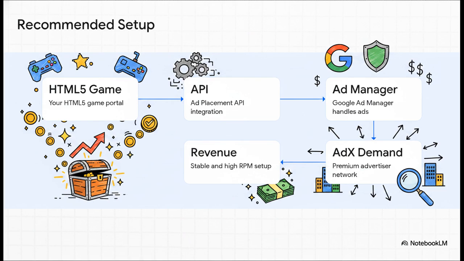Your HTML5 game connects directly to the Ad Placement API. That API talks to Google Ad Manager seamlessly, which then pulls in that highly lucrative AdX Demand, ultimately leading directly to your revenue generation. This flow is the absolute most stable, high RPM setup you can possibly build. It basically guarantees you're getting gaming-optimized ads without the massive technical overhead.